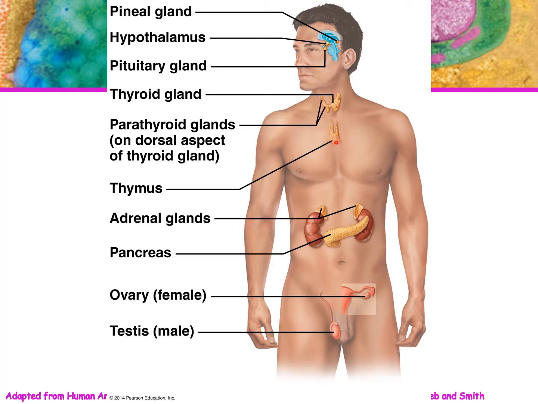Below the thyroid glands is the thymus, and the thymus helps to control the development of T lymphocytes, which are active in our immune system. As we travel inferiorly, we have the adrenal glands or suprarenal glands that are present on top of or near to the kidneys. Here we have the pancreas, which is an important part of our digestive system in addition to being an endocrine gland. And then finally, we have the gonads, the ovary in the female, the testes in the male.